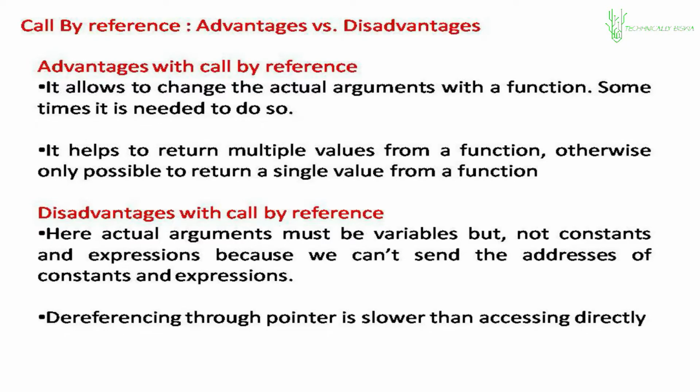First of all, we are talking about call by reference. Of course, for call by value, the advantage is that you cannot, even by mistake, change the values of the original variables. That is one advantage you get. But the disadvantage is, if a function tries to change the value of a variable in another function, it can't do that.